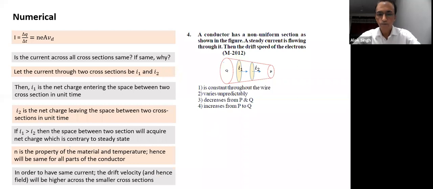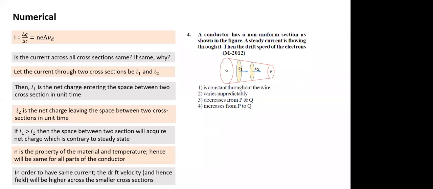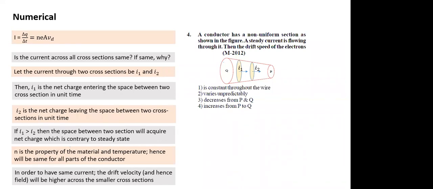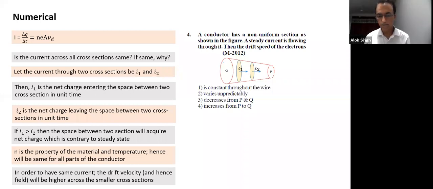Yes, Ashay, you had a question? Here we can't directly say V equals E into L, right? We are talking about drift velocity. Is drift velocity related to field? Yes, sir, it's related. What is the relationship? Linear relationship. Yes, sir. Okay.